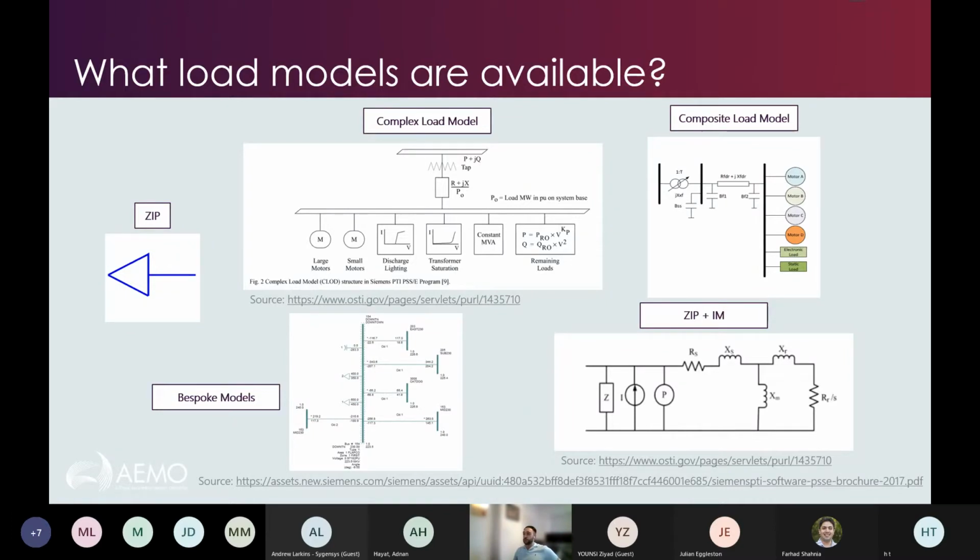You can go and build bespoke models. And essentially that is a model that's as detailed as you need it for the study that you're doing. So the user can model each motor load and each electronic load in the national electricity market and the SWIS, so the NEM or the SWIS.